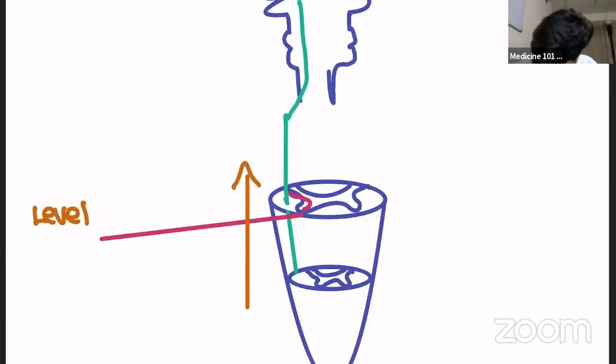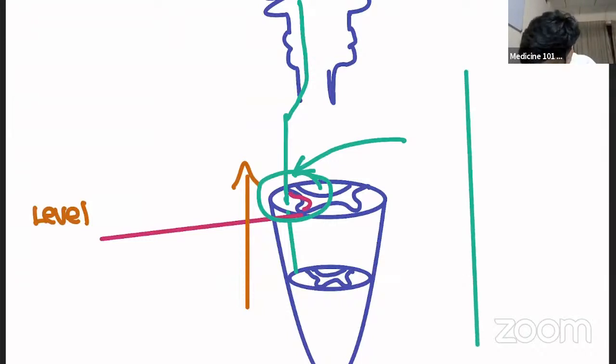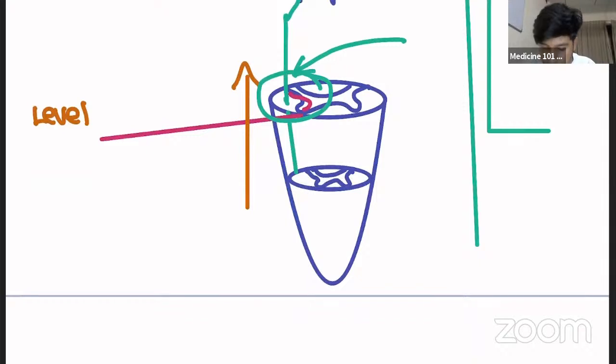Let me show it in a different way. So I told you guys, what I'm drawing right now is this area, okay? This part. Those neurons will come, and one of the neurons will exit into the anterior horn, and it will form a synapse where a new neuron will carry the signal forward, okay?